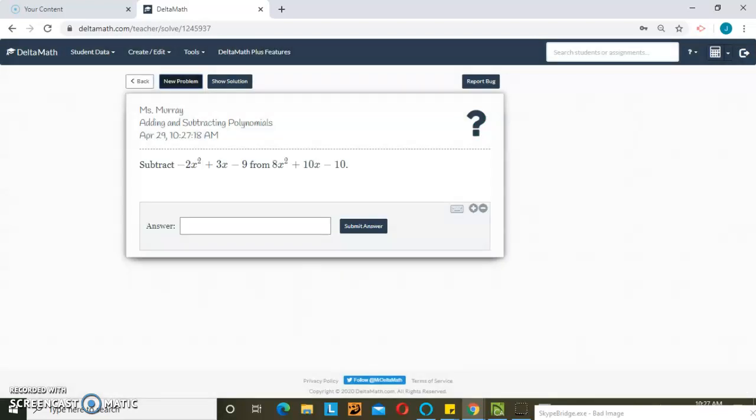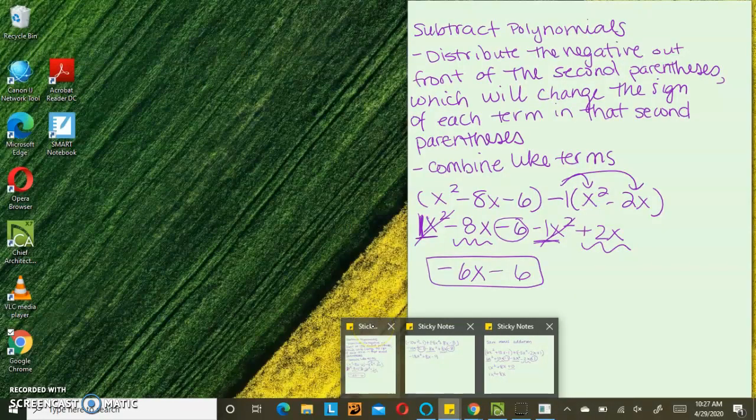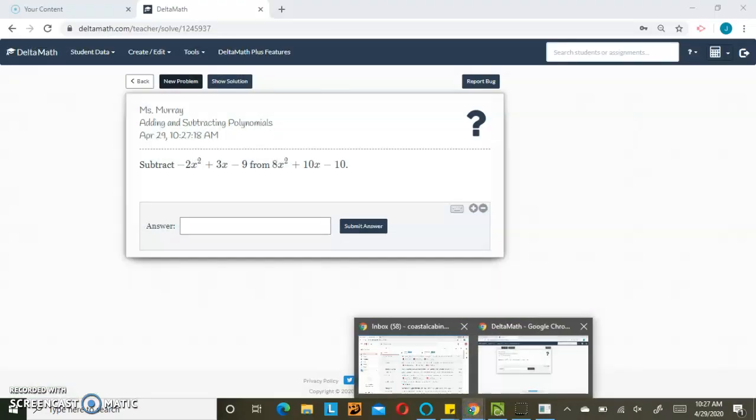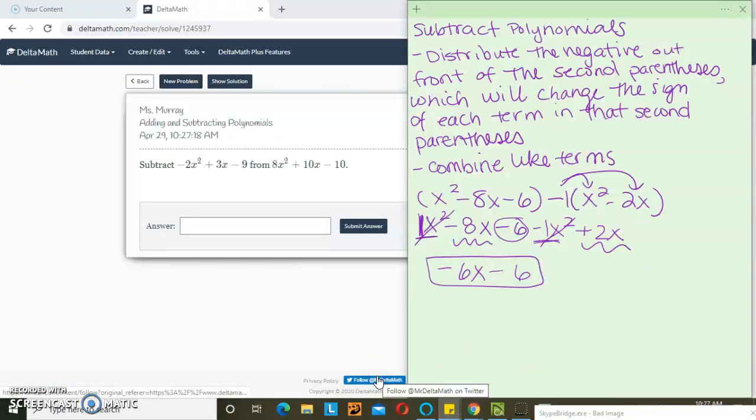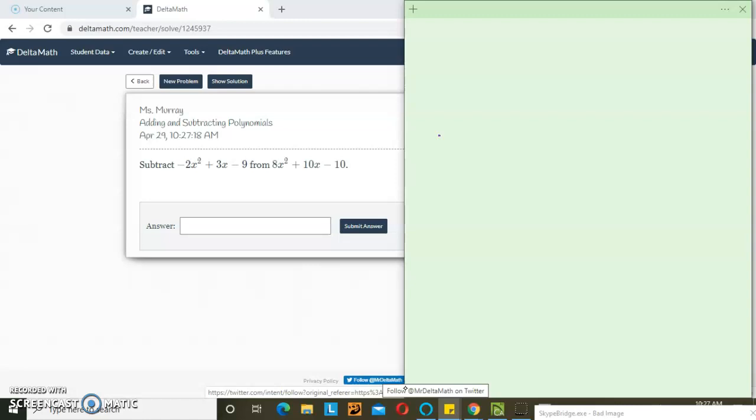Okay, let's try another one. This is very similar to the last one. Order matters with subtraction, so that's important. Let me bring my Delta Math back up. We're going to have to subtract what you're subtracting from. It says subtract negative 2x squared plus 3x minus 9 from 8x squared plus 10x minus 10. In order to subtract that from the second polynomial, that has to come first. So this makes a difference.